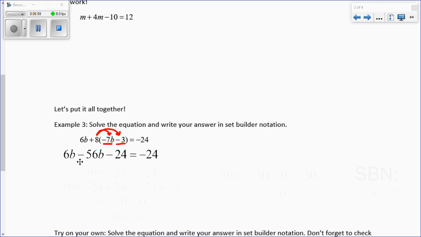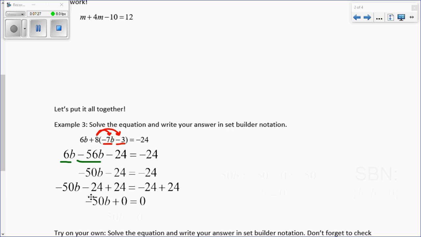Now I can go ahead and combine these like terms that I got right here. 6b and -56b together make -50b. And now I can go ahead and solve using inverse operations. So I'm going to undo the subtraction first by adding 24 to both sides. So these 24s cancel out, but these also cancel out, so I'm just going to write a 0 here. So I get -50b plus 0 equals 0, which is just -50b equals 0.